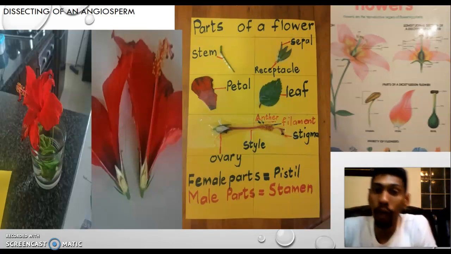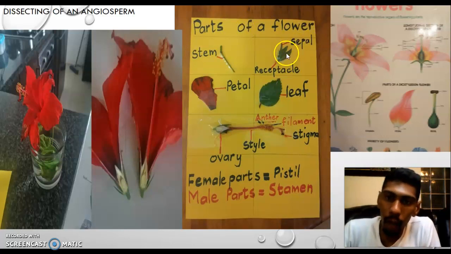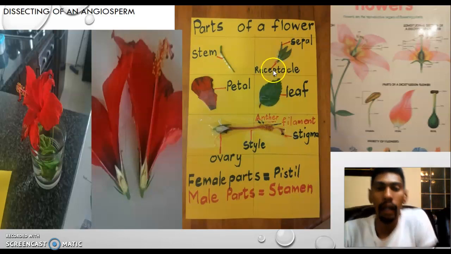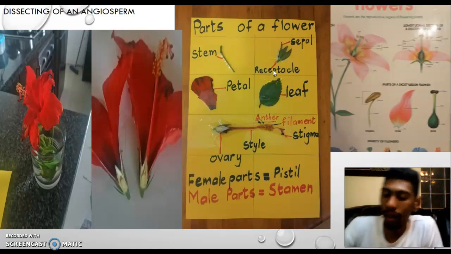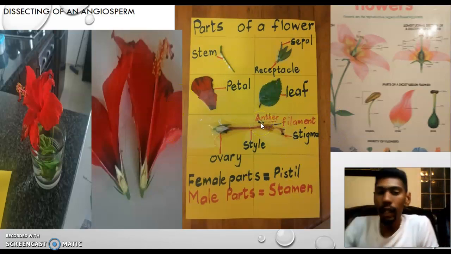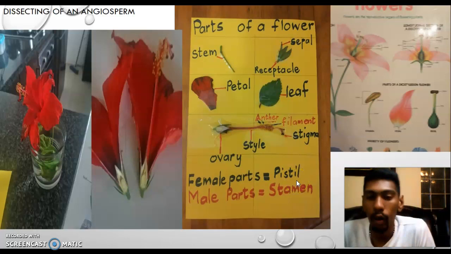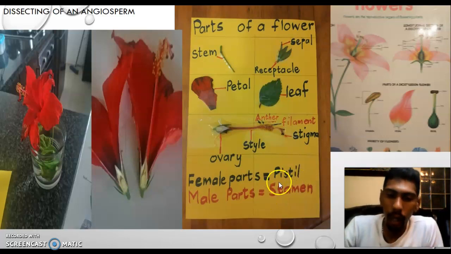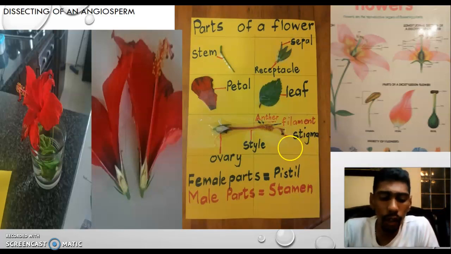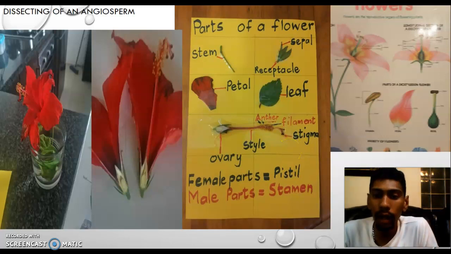And then here on top we have the sepal. The sepal helps keep the petals intact, and then we have the receptacle. The receptacle helps to protect the ovary, which is a female part of the plant. So let's get into the male part and the female parts of the plant. Here we can see the male parts are highlighted in a red color. This is known as the stamen. It consists of two parts: the anther and the filament.